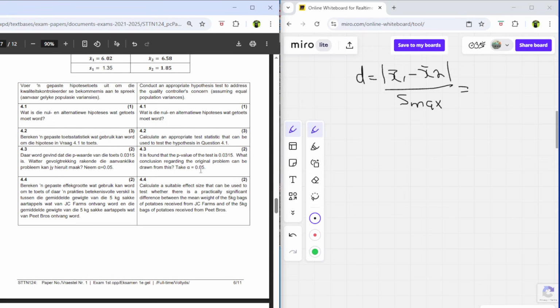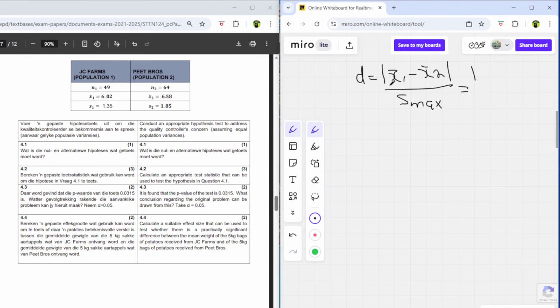Right, so now we calculate the suitable effect size. It would be the absolute value of x bar 1, which is 6.02, minus 6.58, over the standard deviation that is bigger. That is standard deviation 2, 1.85, because the other one is 1.35. So 1.85 is the bigger one, and we're taking that one.